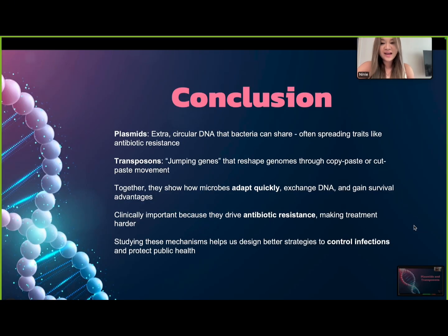In conclusion, plasmids are extrachromosomal DNA that bacteria can share, often spreading traits like antibiotic resistance. Transposons are jumping genes that can reshape the genomes through copy and paste or cut and paste methods. Together, they show us how microbes can adapt so quickly, exchange DNA, and gain survival advantages. They're clinically important because they drive antibiotic resistance, which makes our treatment much harder. And studying these mechanisms can help us gain a better understanding and design better strategies to control infection and protect our public health.